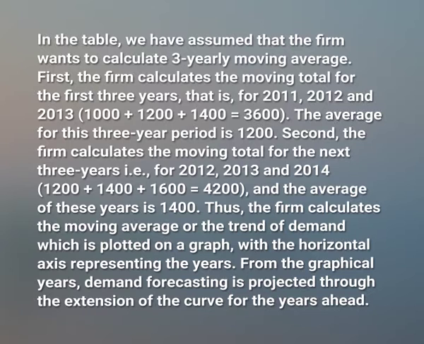Second, the firm calculates the moving total for the next 3 years, which is for 2012, 2013 and 2014, and the figures will be 1200 plus 1400 plus 1600, which gives us a total of 4200. And the average of these years is 1400. Thus the firm calculates the moving average or the trend of demand, which is plotted on a graph with the horizontal axis representing the years. So, from the graph, demand forecasting is projected through the extension of the curve for the years ahead.